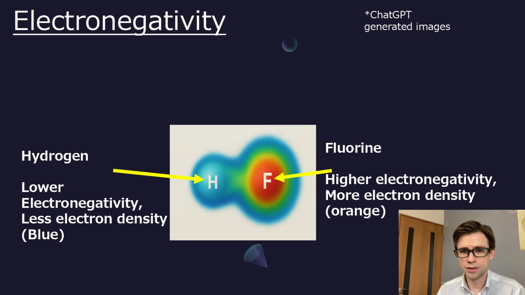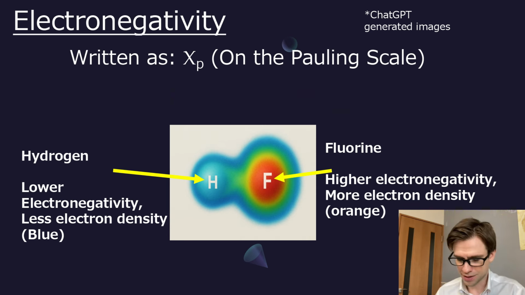So I need to introduce something called electronegativity. This will be a core fundamental idea that you will use to answer and give reasons for many questions. So it's important to define it properly. So this is written as χp. I think it's actually the Greek letter chi. Looks like an X, subscript p, on the Pauling scale. I think that's the name of the scientist who worked on electronegativity.